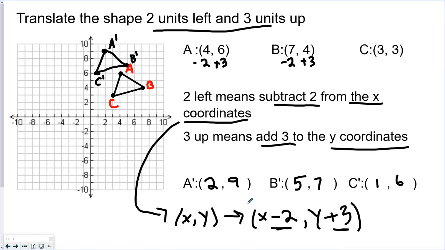So take your x's 4, subtract 2, you get 2. Take your y's 6 and add 3, you get 9. And do that for every point. So see it like this, you get a little bit easier because it tells you outright what to do.